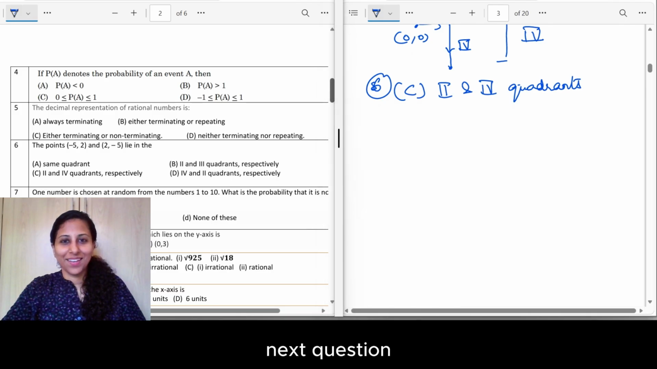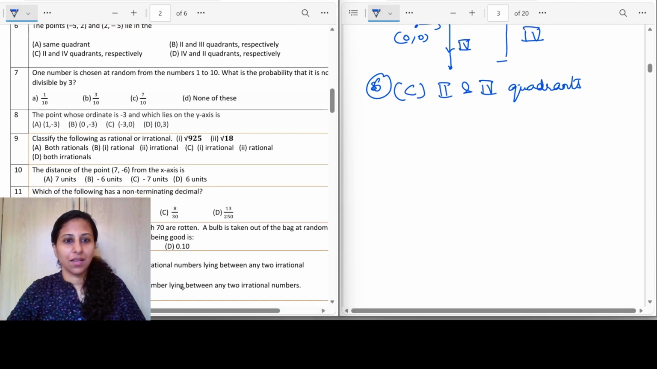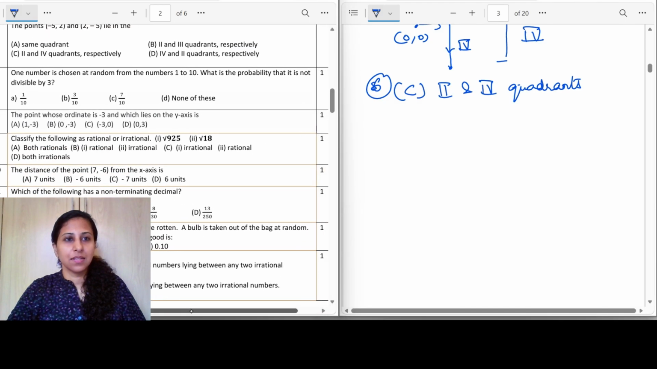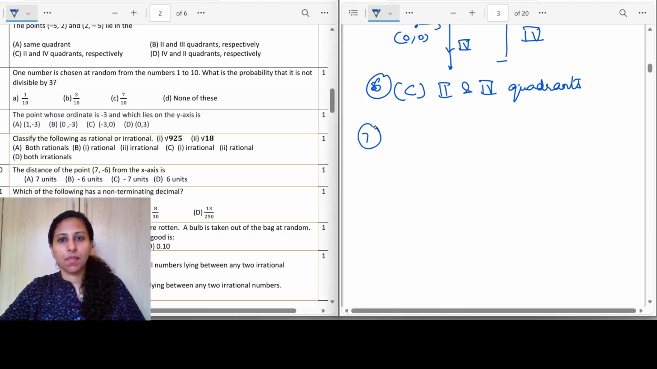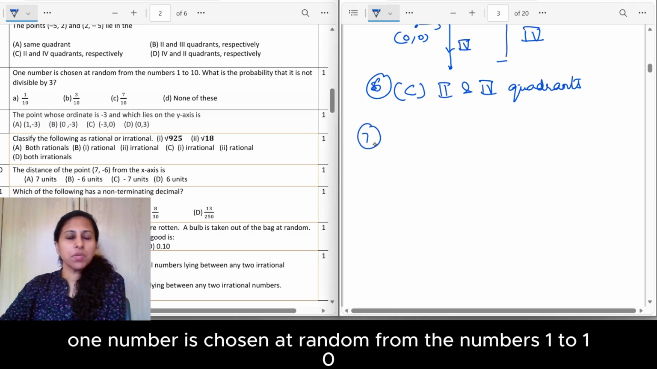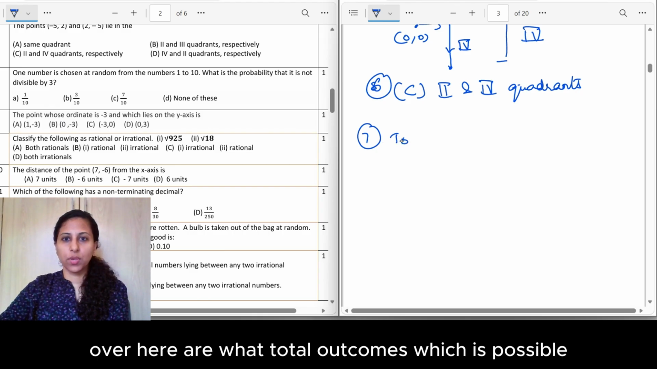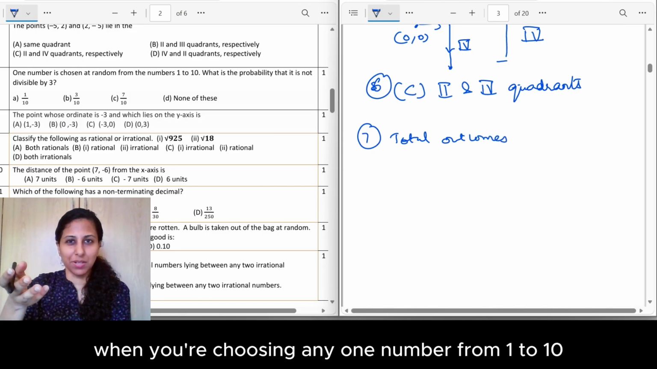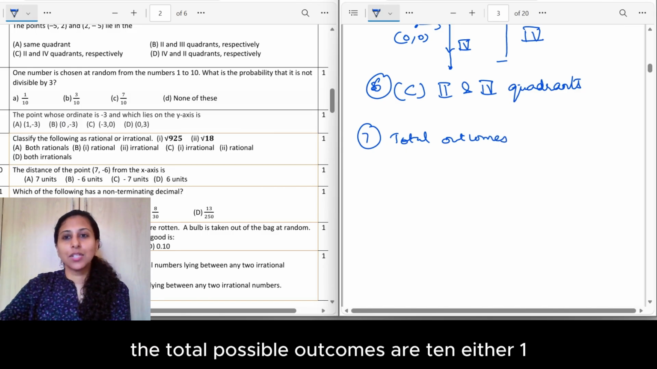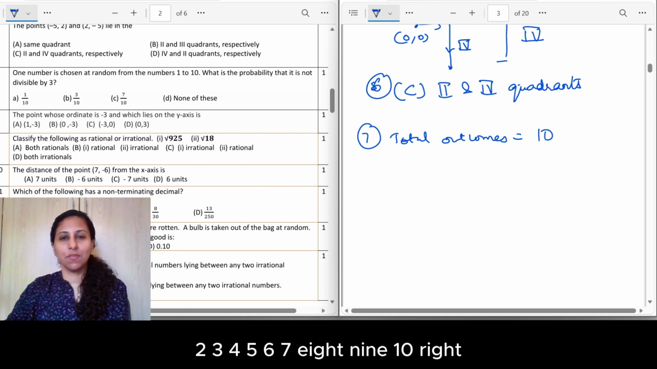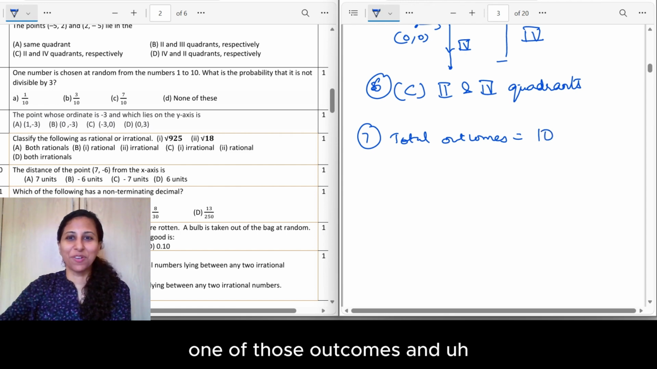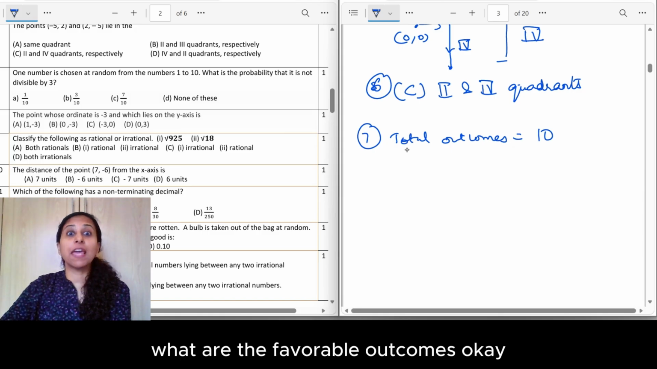Okay, next question. Seventh one. One number is chosen at random from the numbers 1 to 10. So total options over here are what? Total outcomes which is possible. When you're choosing any one number from 1 to 10, the total possible outcomes are 10. Either 1, 2, 3, 4, 5, 6, 7, 8, 9, 10, right? One of those outcomes. And what are the favorable outcomes?